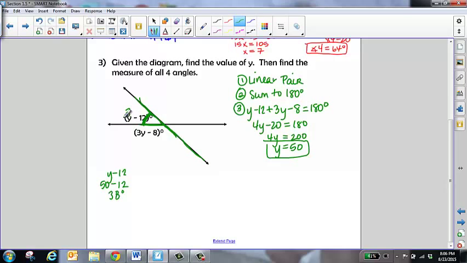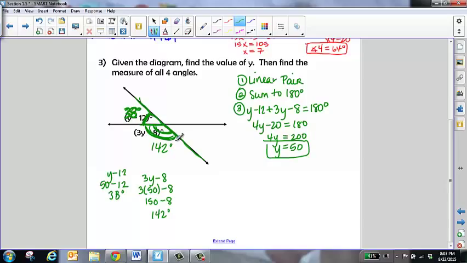So this angle in here is going to be 38 degrees. Okay. Now this angle down here, when we substitute in our 50 for y, we're going to get 150 minus 8, which is going to give us 142 degrees. So this angle down here is going to give us 142.